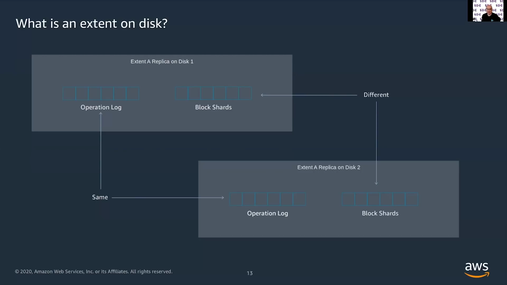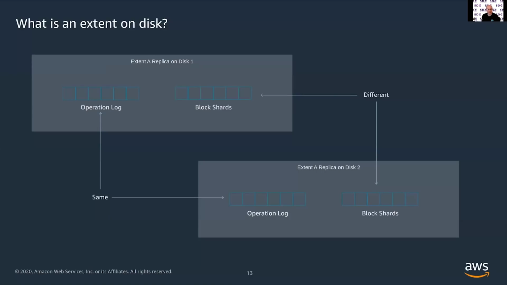So if you look at two different replicas that are hosting data for a particular extent, the operation log, the sequence of events that occurred to that particular extent, those will be identical, at least once all the different copies of that extent are caught up and have the same data. But the block shards will end up being different. So in order to reconstruct the data that's stored in that extent, you have to retrieve enough copies of those shards and then go through an erasure decoding step.